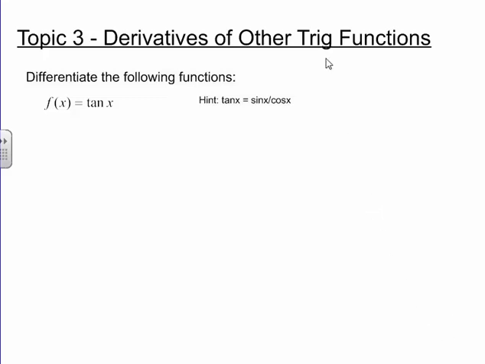So in this lesson we're going to work on the derivatives of the remaining trig functions. Before I get to tan, cosecant, secant, and cotangent, I just want to review what we learned last lesson. And I won't go through every single nitty-gritty detail because obviously you have a video for that.